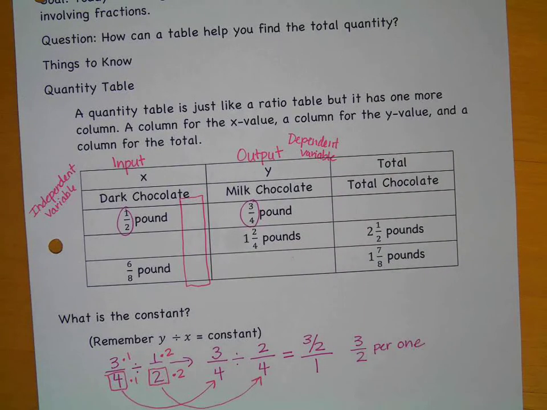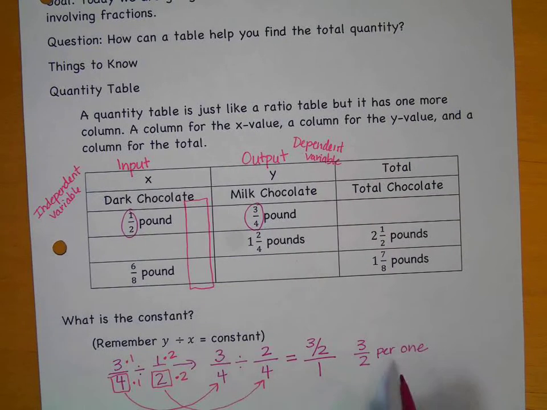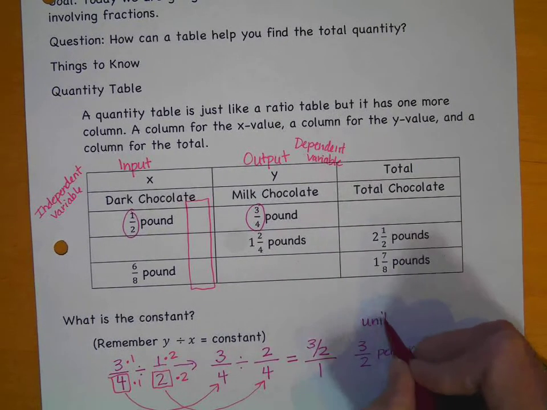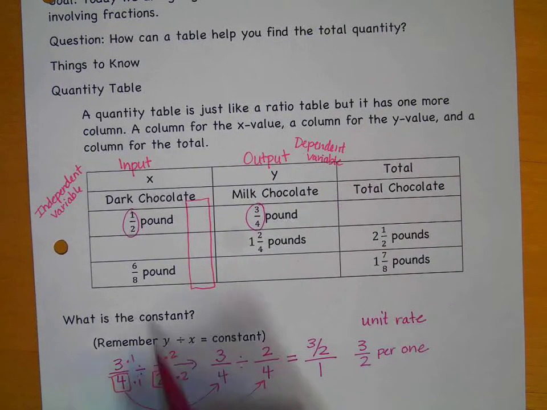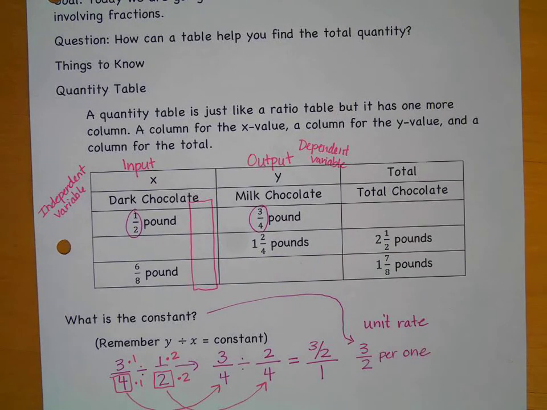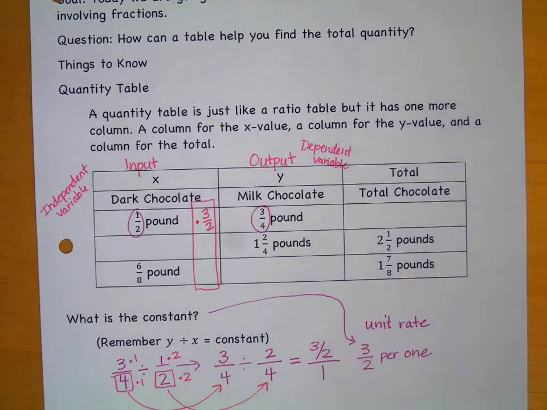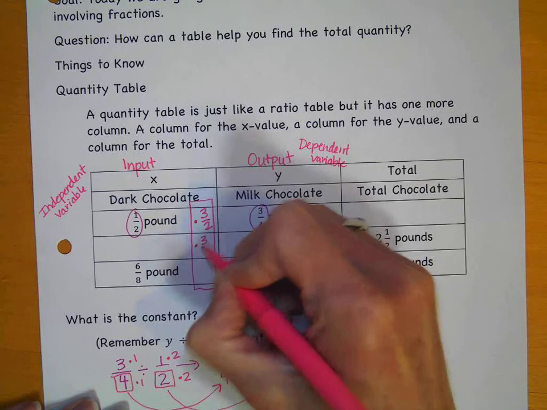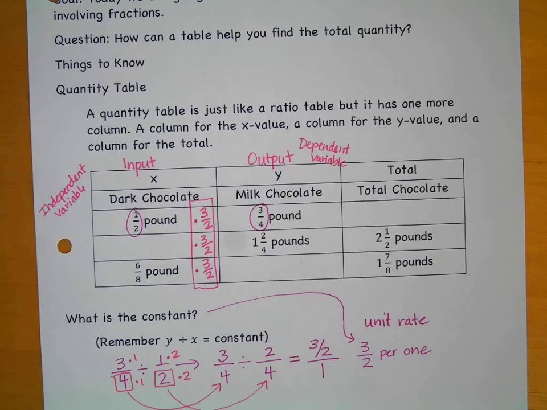We learned that yesterday. Okay, well that right there is my constant, because remember the constant is the unit rate. And the unit rate is per 1. And we just found per 1. So my constant for this problem has to be 3/2. So up here, I am going to write times 3/2, times 3/2, times 3/2, because I already know that that's my constant, okay?